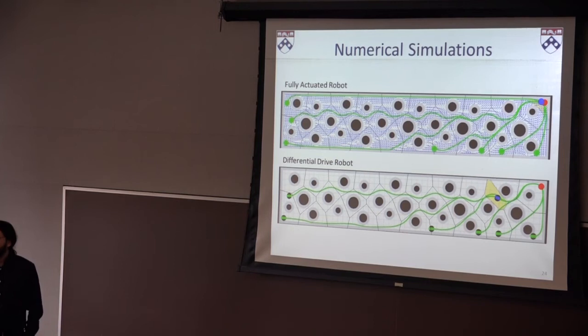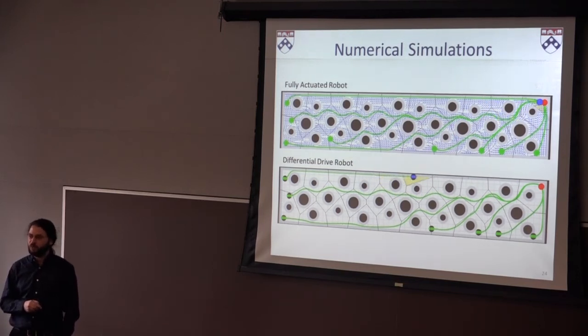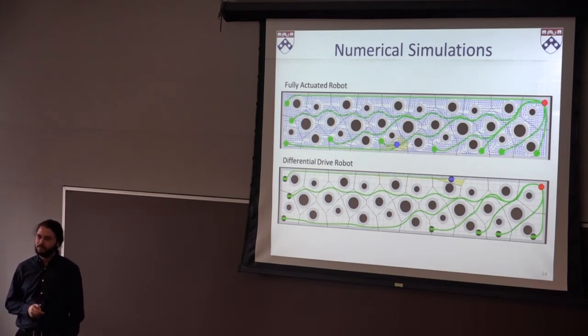So what do you need to know to compute this? You just need to know those obstacles that are defining the local workspace. It is referred to as the Voronoi adjacent obstacles or the Voronoi adjacent sensing.